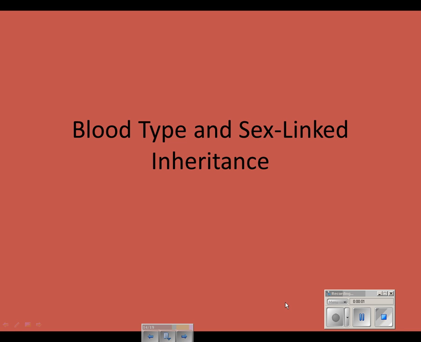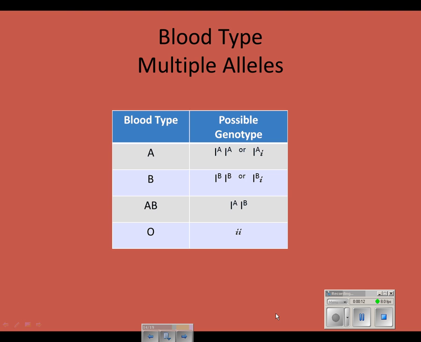Now that we've discussed all of Mendel's rules of heredity and the exceptions to his rules, such as codominance and incomplete dominance, we can look at blood type and sex-linked inheritance. We'll start with blood type.